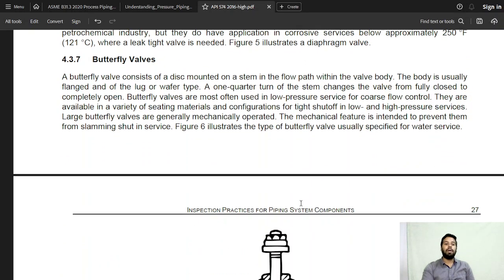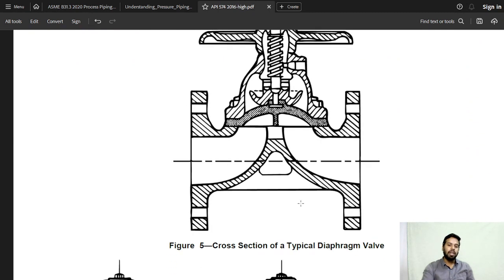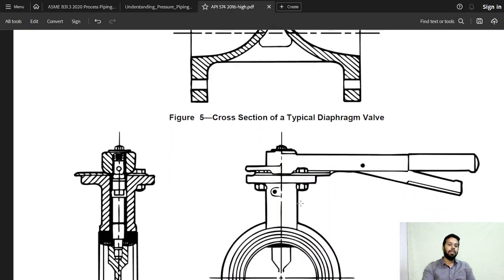A butterfly valve consists of a disc mounted on a stem in the flow path within the valve body. The body is usually flanged and of a lug or a wafer type. A quarter turn of the stem changes the valve from a fully closed to a completely open position. So this is basically a butterfly valve. Just have to understand what the diagrams of these valves look like. Just by looking at the valve, you should be able to understand what kind of valve it is.